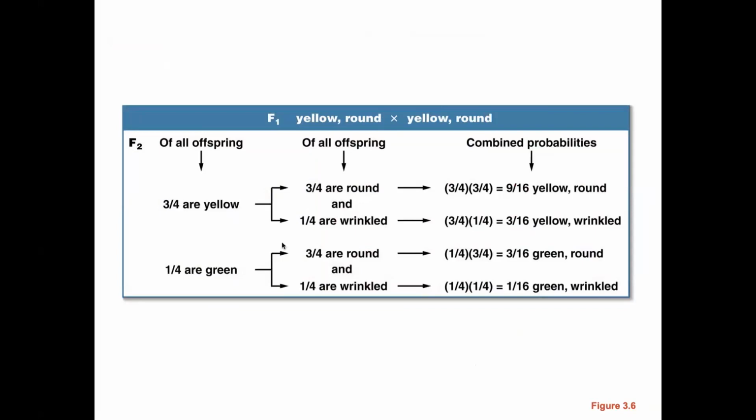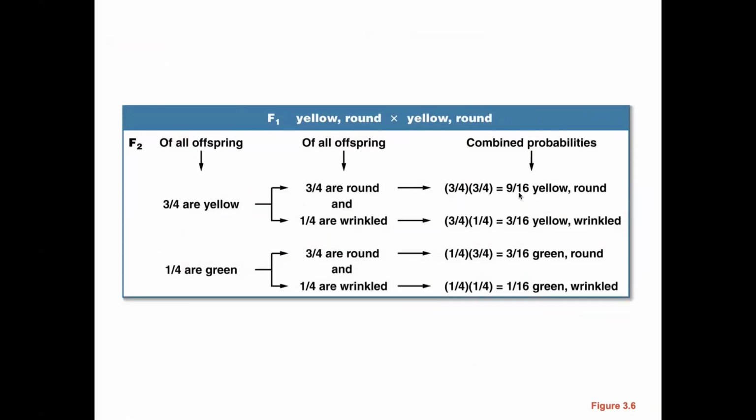The idea here is, if you're looking at each trait individually, 3/4 of the plants in the F2 population are going to produce yellow seeds, and 3/4 are going to produce round seeds. But what if you look at the two together? Of the 3/4 that are yellow, you would expect 3/4 to be round. So if you multiply 3/4 by 3/4, you get the 9/16 that are yellow round, that are dominant.